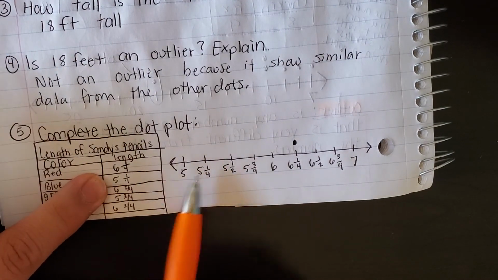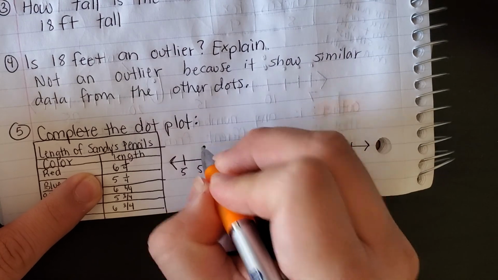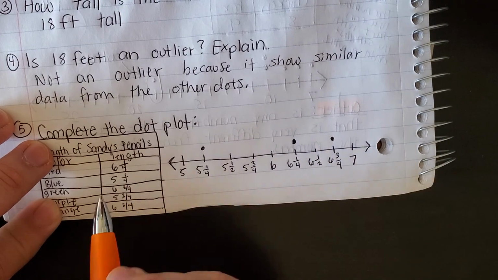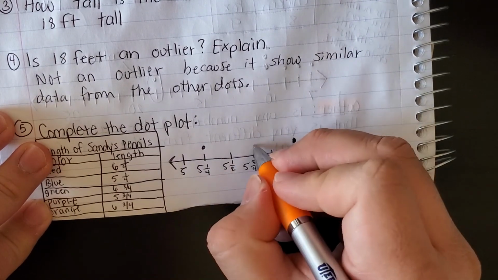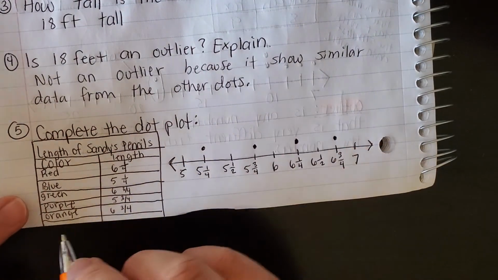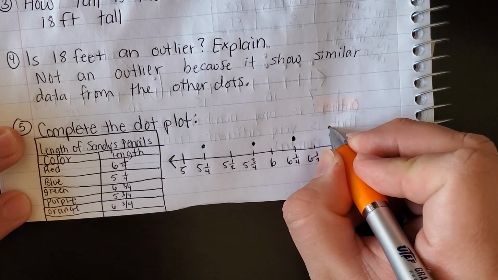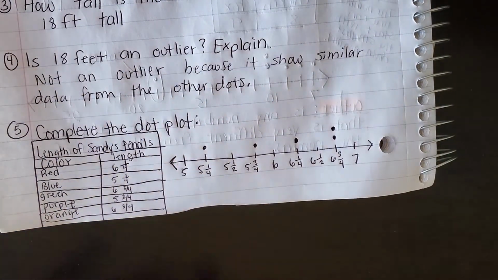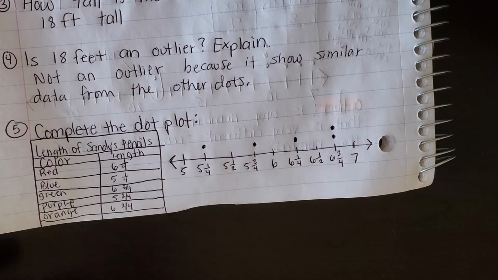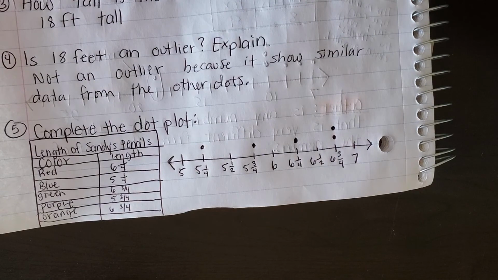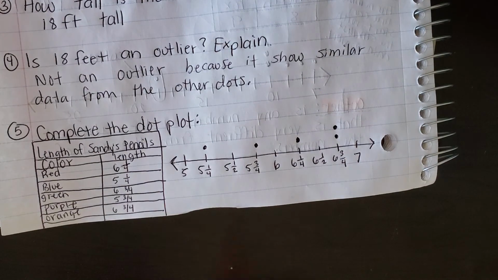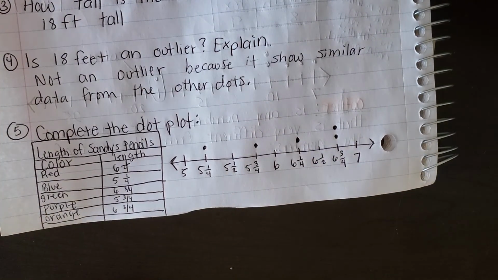Blue, 5 1/4, right there. Green, 6 3/4 over here. Purple, 5 3/4. And orange, 6 3/4. Okay, so as you can see, it's a little bit scattered all over the place, but that is how we created this dot plot. Now, if it were to ask you, look at the table and tell me how many pencils were used. Again, 1, 2, 3, 4, 5. There were 5 pencils used.